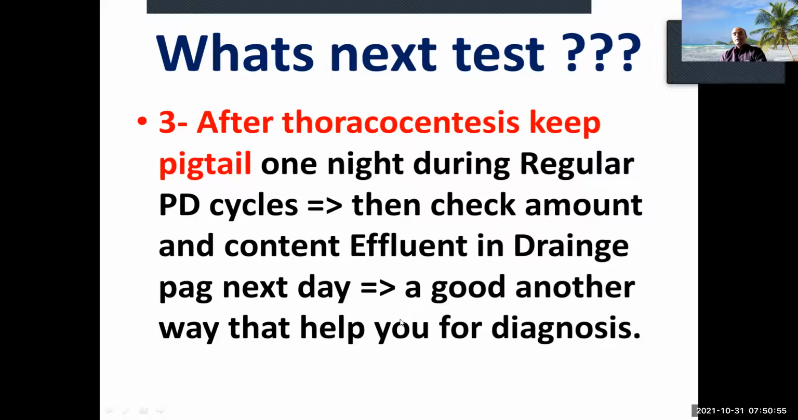Okay, the next day I have another way that helps you diagnose PD hydrothorax. After thoracocentesis, keep the pigtail for just one night and continue the patient's regular PD cycles. The second day you check the effluent or drain amount from this pigtail, analyze it, and check the glucose in the PD drain. That will be a good diagnostic test for any PD hydrothorax. This is the third method to diagnose.